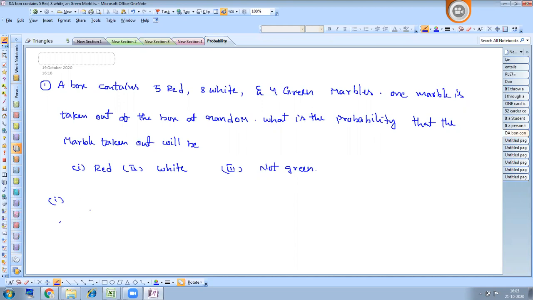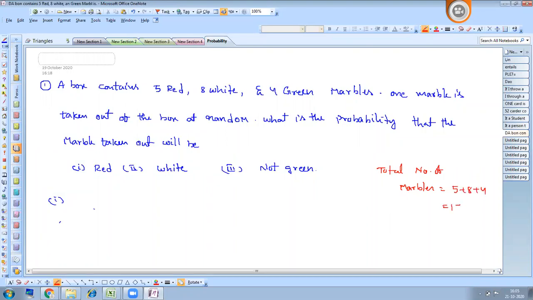Total number of marbles: 5 plus 8 plus 4, that is 17. Probability of getting a red marble is the number of red marbles divided by the total number of marbles, 5 by 17. Please write the proper steps. Probability of getting a white marble: white is 8, so 8 by 17.